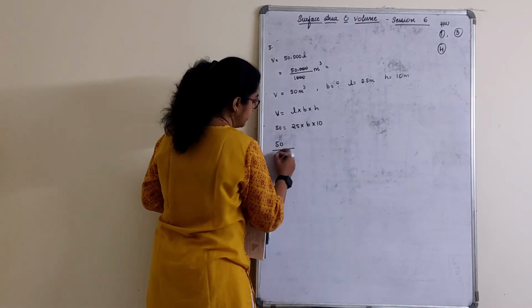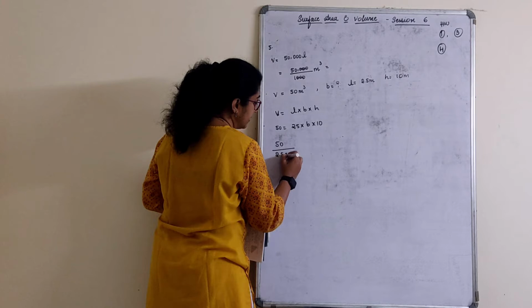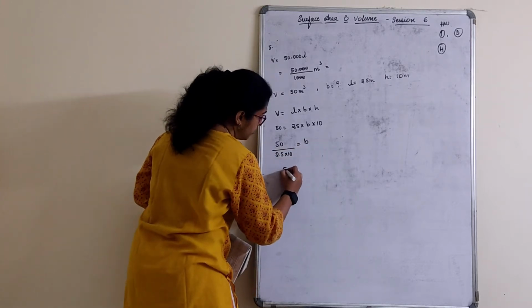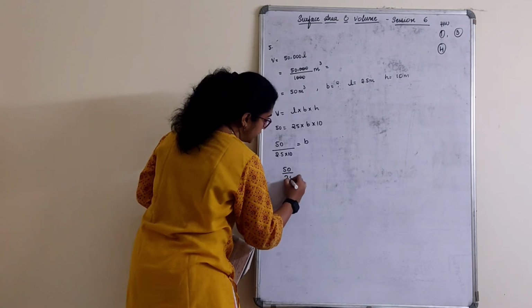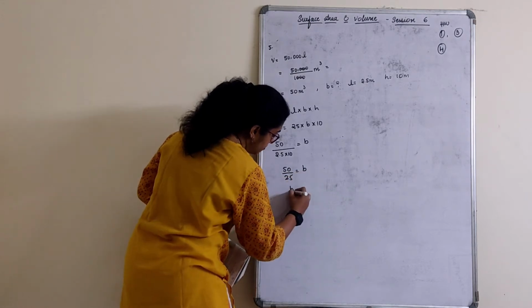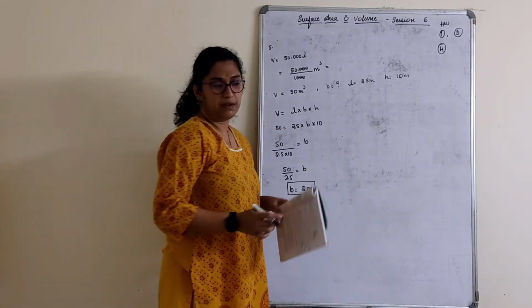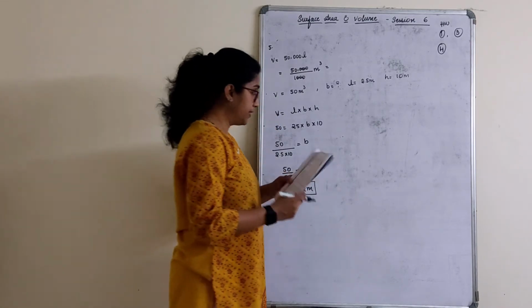So 50 divided by 2.5 into 10 is equal to B. If you multiply the decimal, this is 50 divided by 25 is equal to B. So breadth is equal to 2 meter. Simple one, right? Next one.